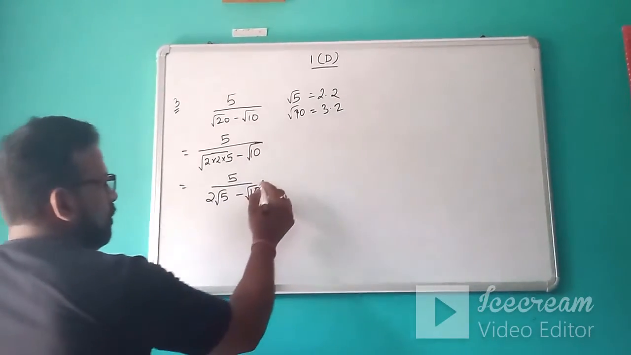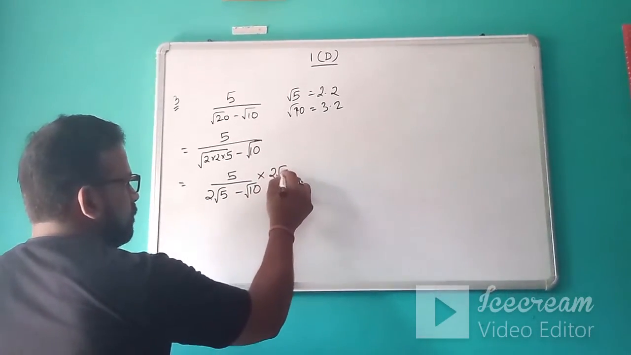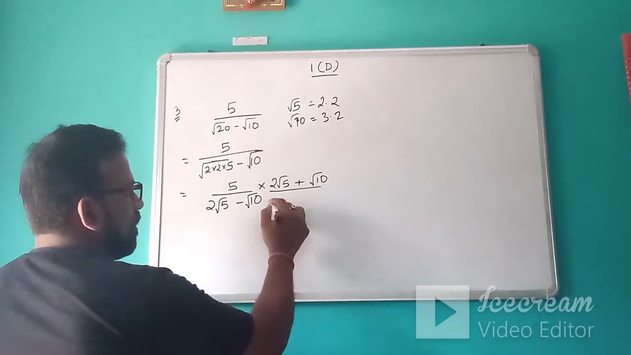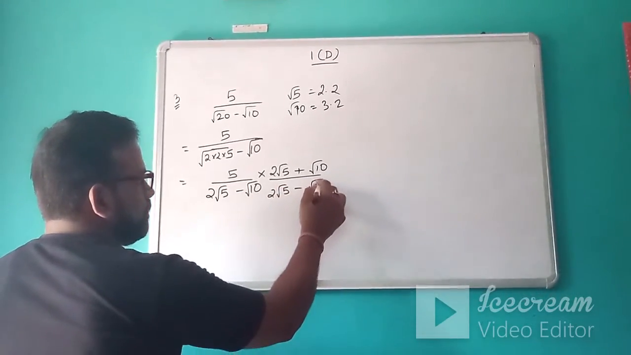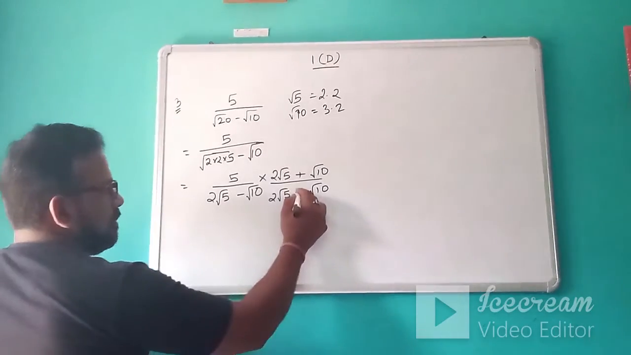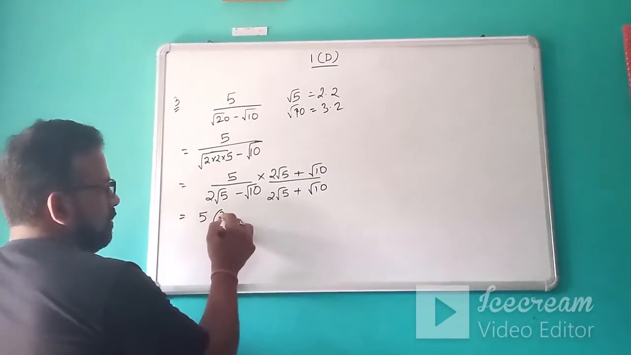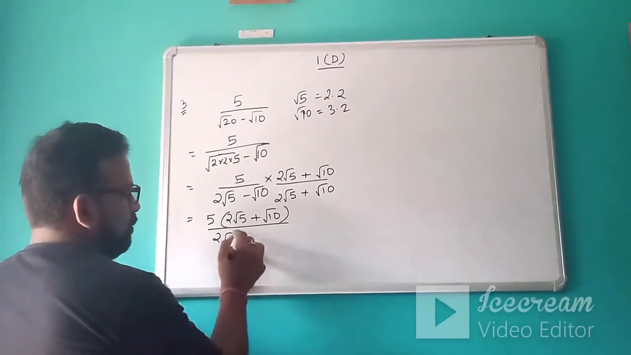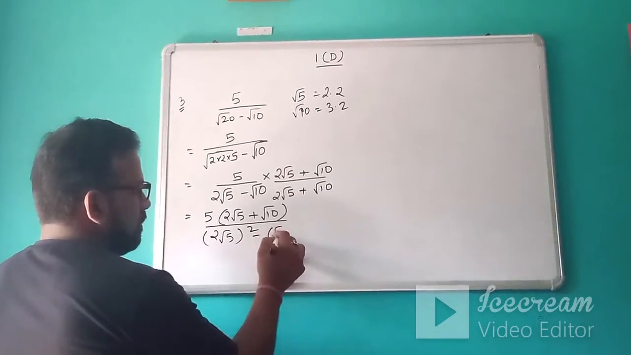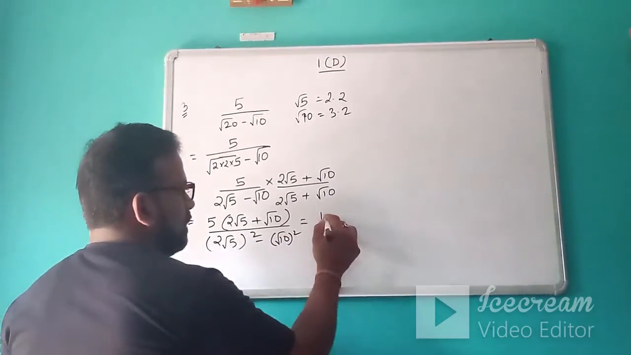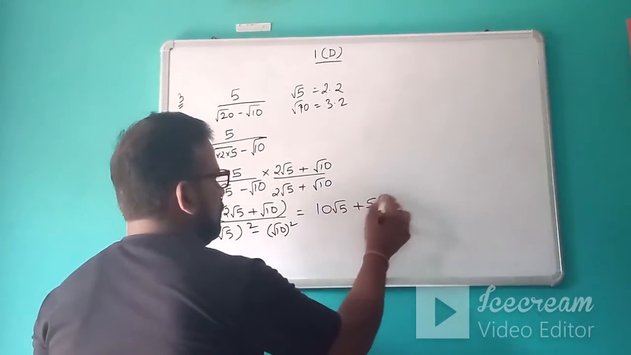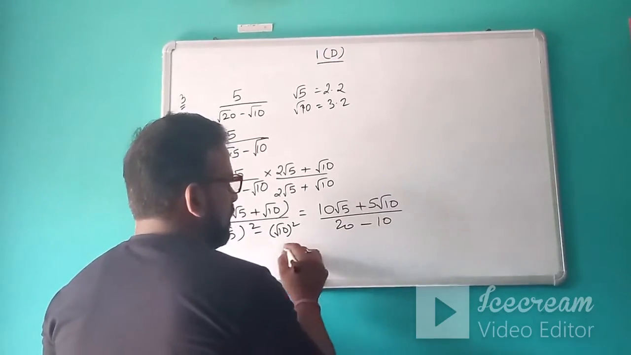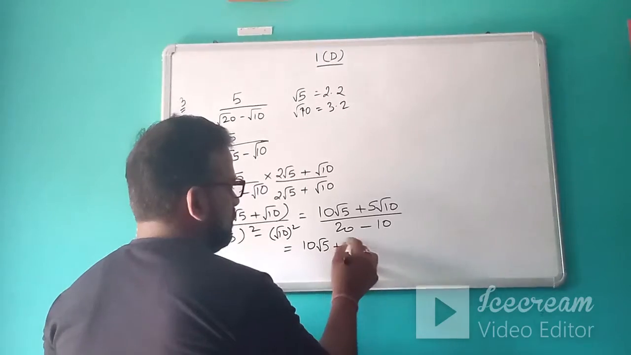Next we will rationalize the denominator. So the minus becomes plus like this. Then it is 2 root 5 plus root 10, and again you will get a square minus b square. So it is 10 root 5 plus 5 root 10 upon 20 minus 10, that is 10 root 5.